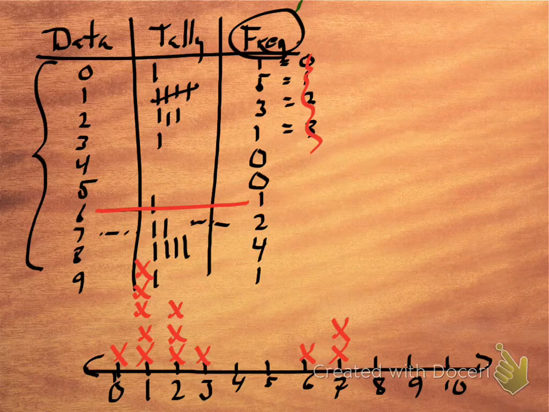How many times did 8 happen? 4 times, so 1, 2, 3, 4, and then 9 happens once. Okay, and that's it. That is my line plot.